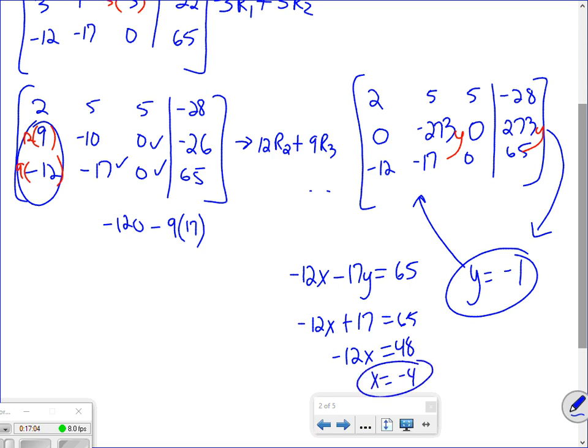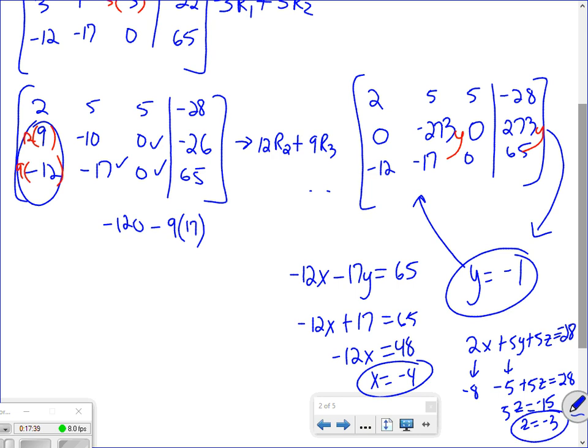And once I have two answers, I can go back to anything. How about this top row? 2x plus 5y plus 5z equals negative 28. So plugging in my x, I get negative 8. Plugging in my y right here, I have minus 5 plus 5z equals negative 28. So I get 5z equals negative 28, and I'm going to be adding 13. So negative 15. So z equals negative 3. All right, so there's my answer. x is negative 4, then y is negative 1, then z is negative 3.